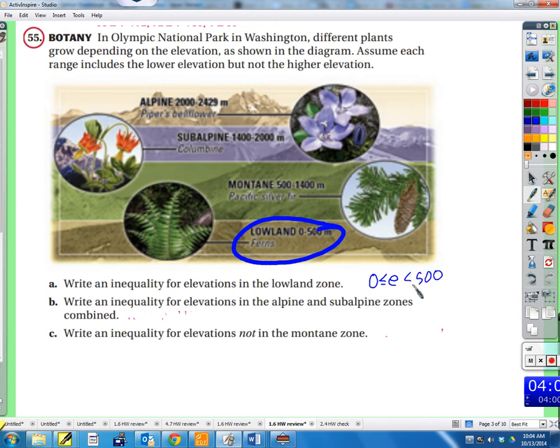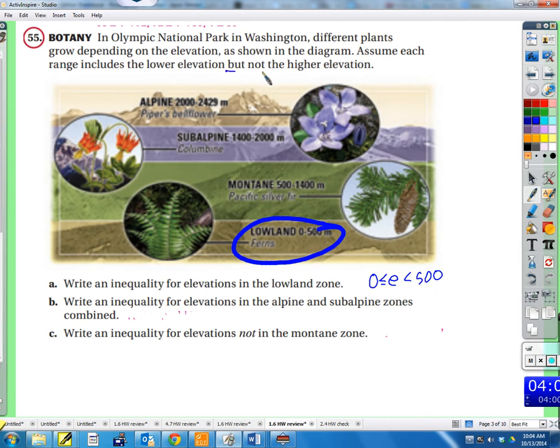By the way, why is this not less than or equal to 500? Because it can't be. Well, if it was more than 500, it would be in the montane. Well, why can't I just say equal to 500? Why can't it be from 0 to 500 and 500 is included? 500 is montane, yeah, montane.